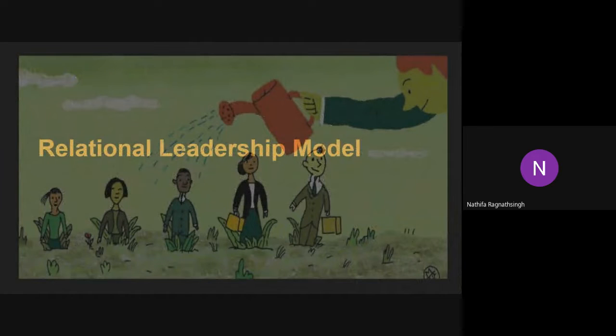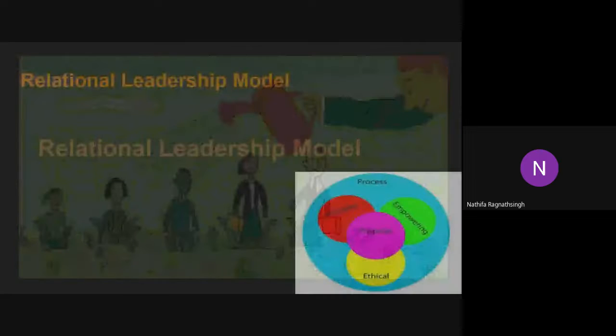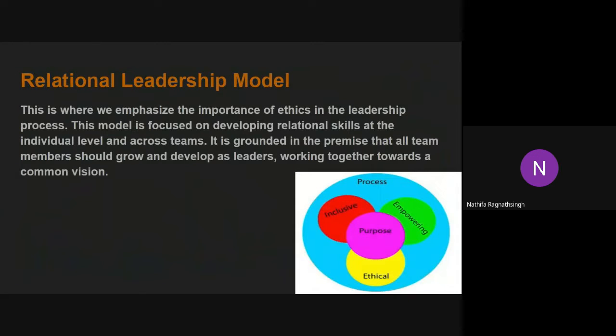Moving along, we're going to the relational leadership model, where we emphasize the importance of ethics in the leadership process. This model is focused on developing relational skills at the individual level and across teams. It is grounded in the premise that all team members should grow and develop as leaders working together towards a common vision.